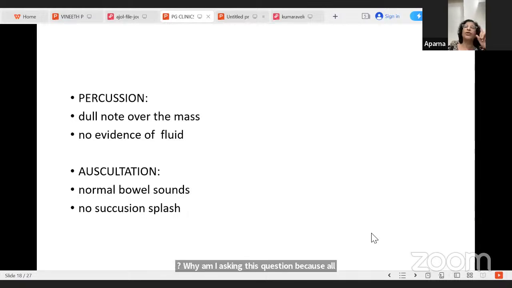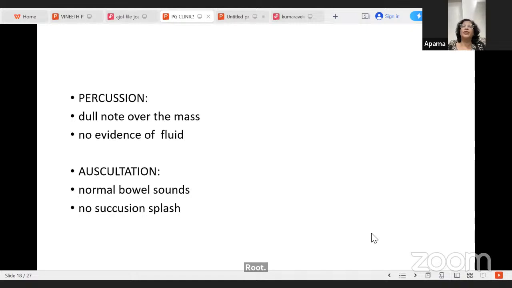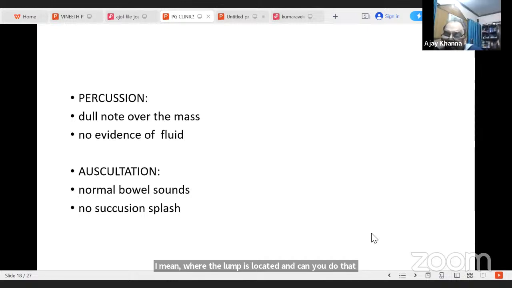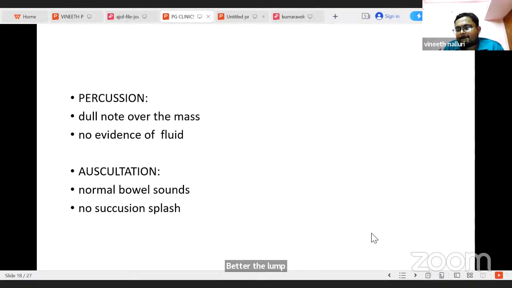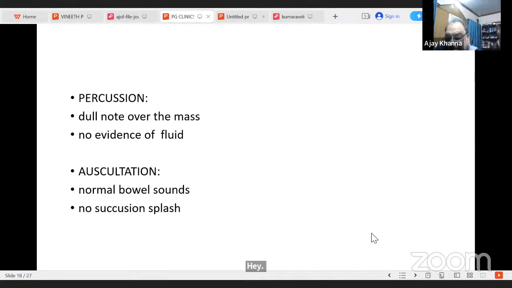Because in all your history, you are focusing only on one diagnosis or one organ, and that is the stomach. Could there be any other organ which can give rise to pain, which can have melena through some alternative route? Pancreas. So for that, you need to clinically find out where the lump is located. Can you do that with any clinical examination? In your patient, will you do a leg raising test or a head raising test? Leg raising test. Where is the lump? Epigastric region. Is it in the upper abdomen or lower abdomen? Upper abdomen. So for the upper abdomen, what will you do? A head raising test. Yes, you should mention head raising test, not the leg raising test.